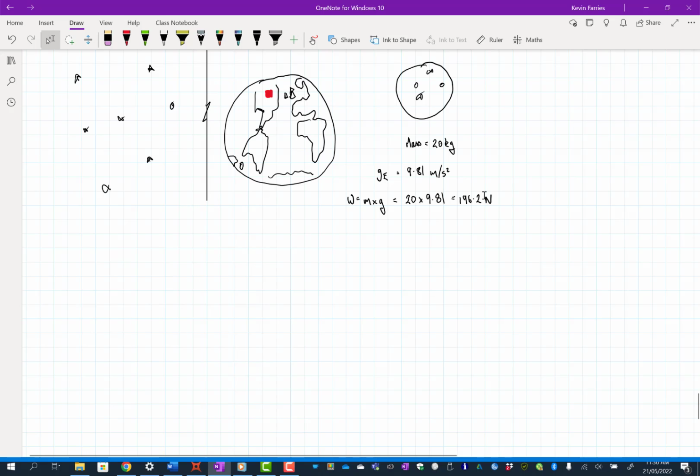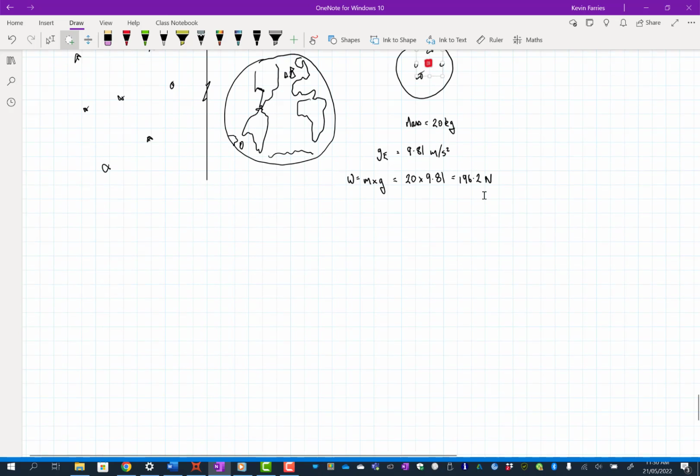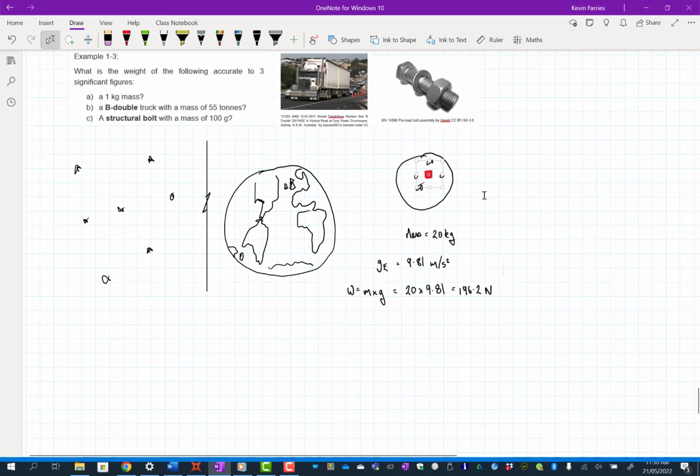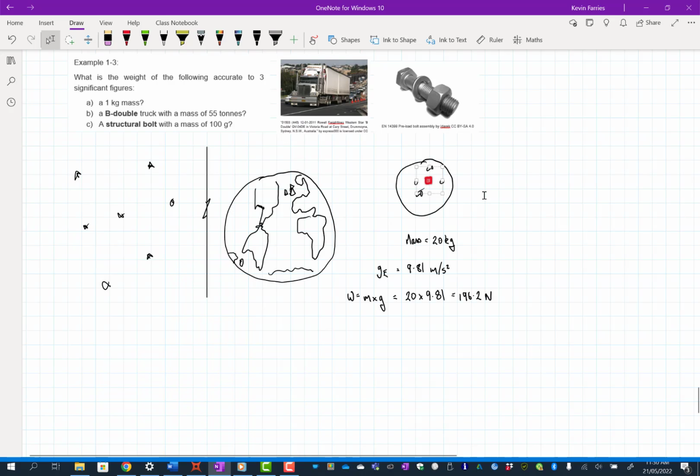Okay. Now, suppose we take that little box, we put it on the moon. Let's calculate the mass of that box when it's on the moon. Did I just say mass? The weight of the box when it's on the moon. The mass of the box when it's on the moon is still 20 kilograms. So, the gravity on the moon, GM, is equal to, it's about a sixth of the gravity on Earth.